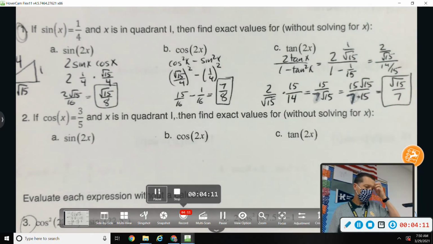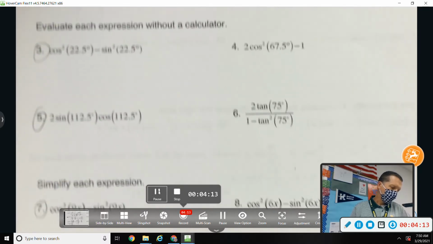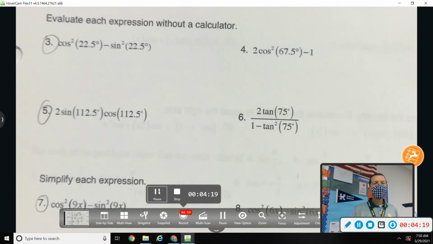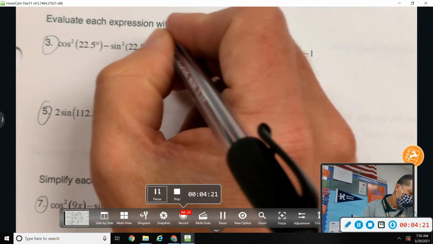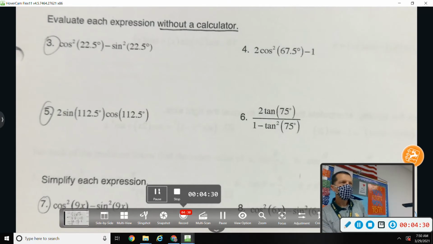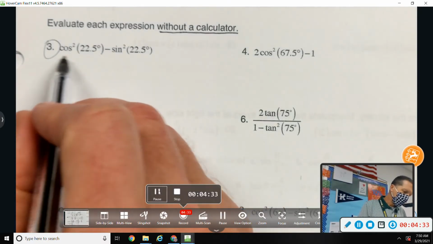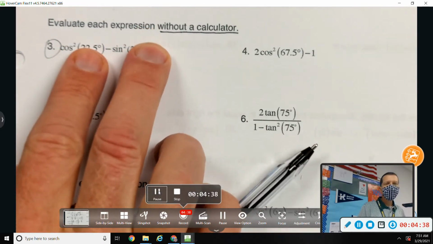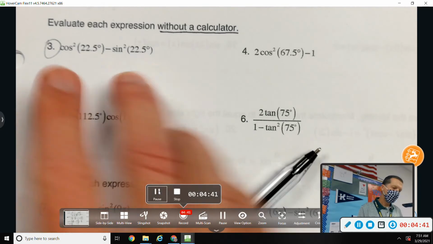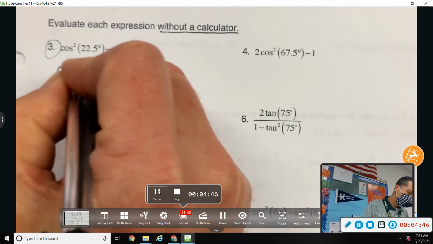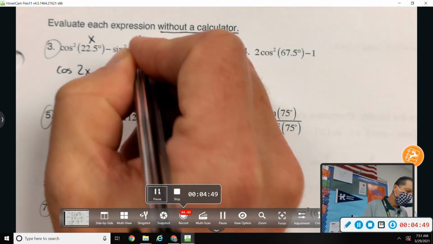All right, let's skip ahead to number 3. Again, we're going to just try to do every other one and see how far we get. Evaluate each expression without a calculator. So number 3, I don't know what the cosine of 22.5 is, but I do know what this looks like, so ignore the 22.5. Cosine squared minus sine squared, that sounds familiar. What's that equal? Cosine of 2x, where x is 22.5.